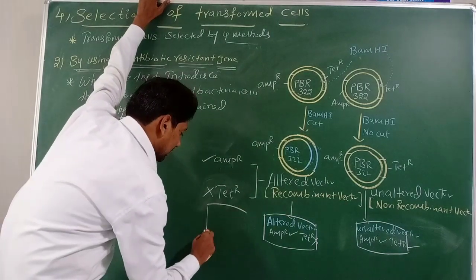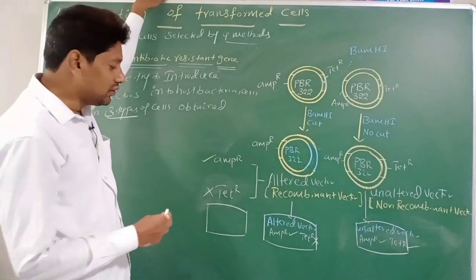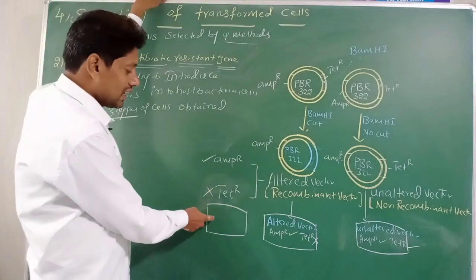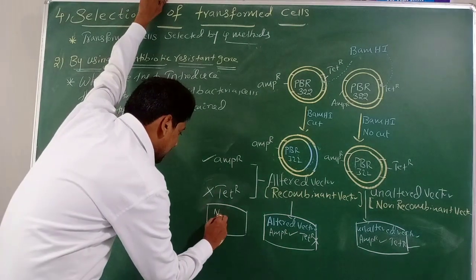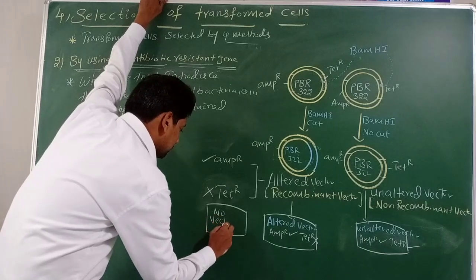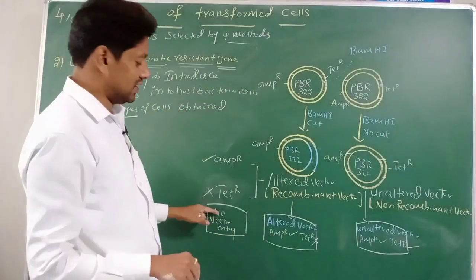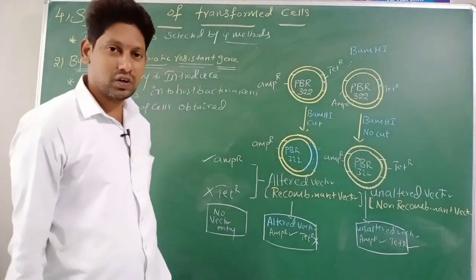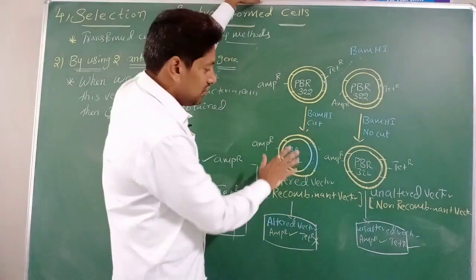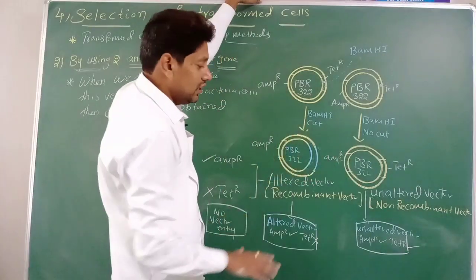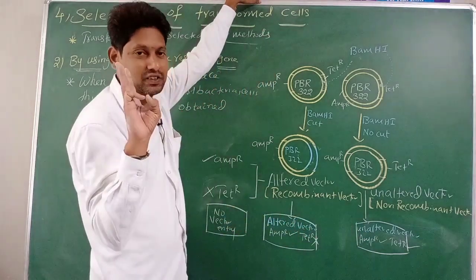This is another host bacterial cell. Into this host bacterial cell, neither altered vector nor unaltered vector has entered. Therefore, no vector entry. It means no vector has entered into this. Is it okay? We are trying to introduce these vectors into the host bacterial cells. Then how many types of cells did we get? Three types of cells we got.